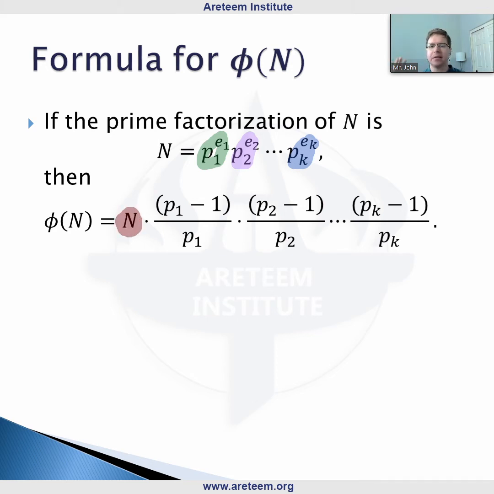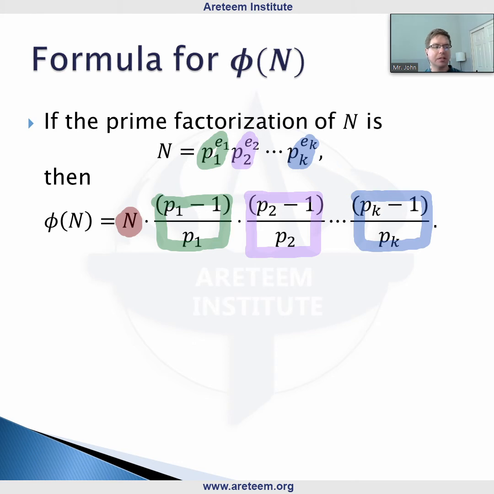But then you take that first prime, subtract 1 from it, and divide it by p. So you can think of these as fractions. We have p1 minus 1 over p1, then we have p2 minus 1 over p2. And this continues all the way down to pk minus 1 over pk. So we have this for each of our primes. This gives us our formula for phi of n there.